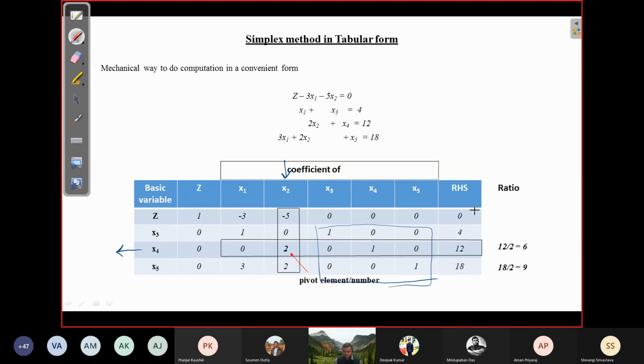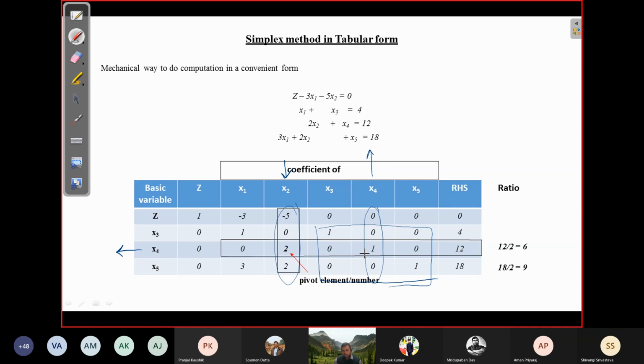So now what is happening? x2 is entering and x4 is leaving, right? But if you look at this column of x2, it does not have the identity structure, right? So what do you want? You want to replicate the column of x4, this column, right? 0, 0, 1, 0 here. Fine. So how to do that?